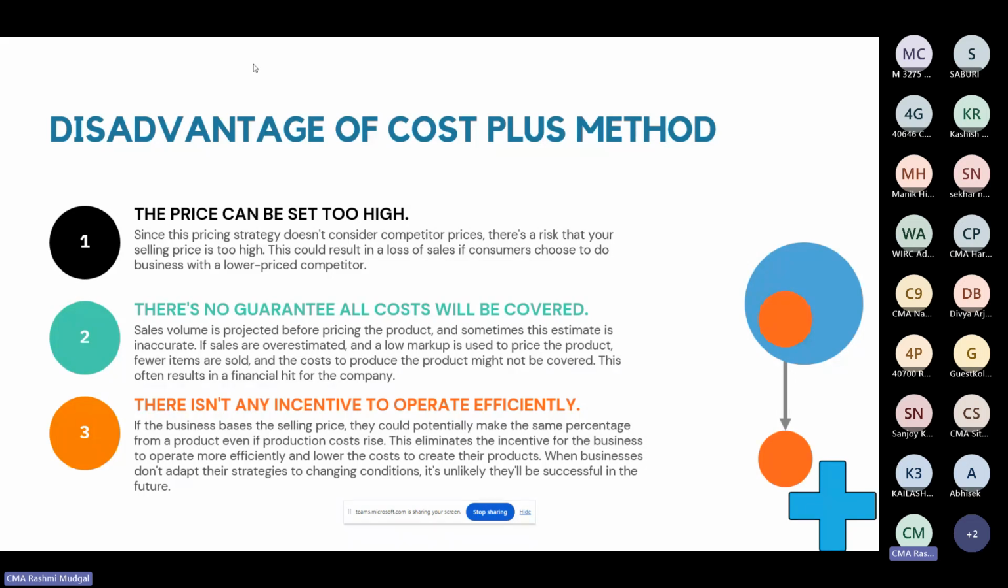Sales volume is projected. I am thinking that this will be my sales volume. But if it is not achieved as we projected, there is going to be a loss on the fixed costs, because sometimes the estimate is inaccurate. If sales are overestimated and a low markup is used for the price of the product, fewer items are sold and the cost of the product might not be covered. This often results in a financial hit for the company.